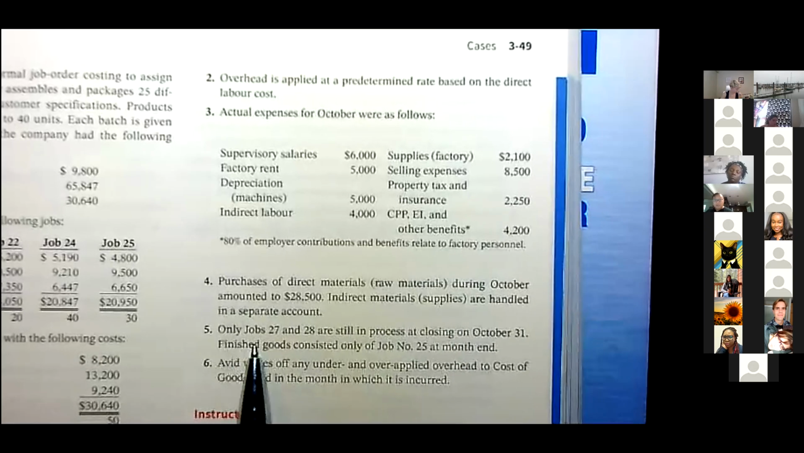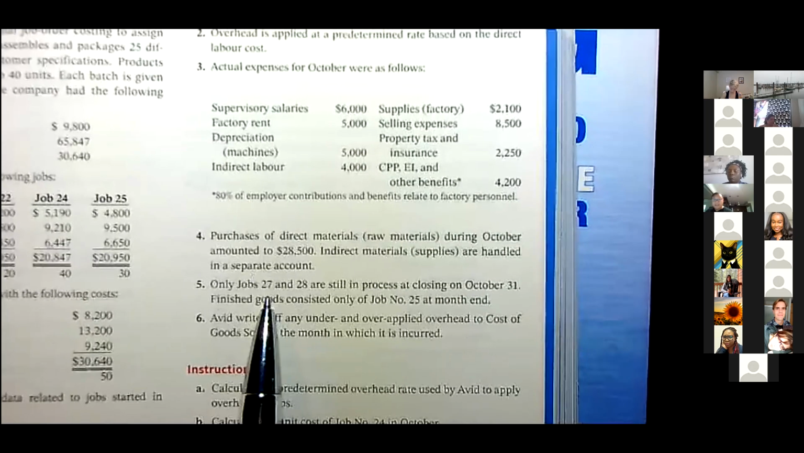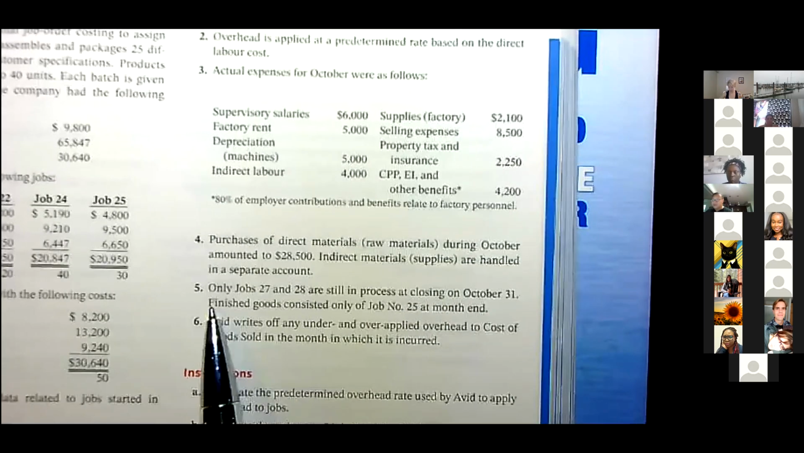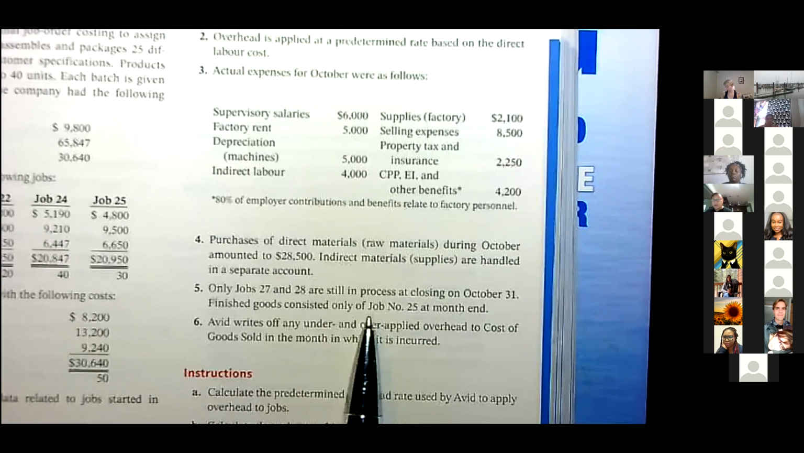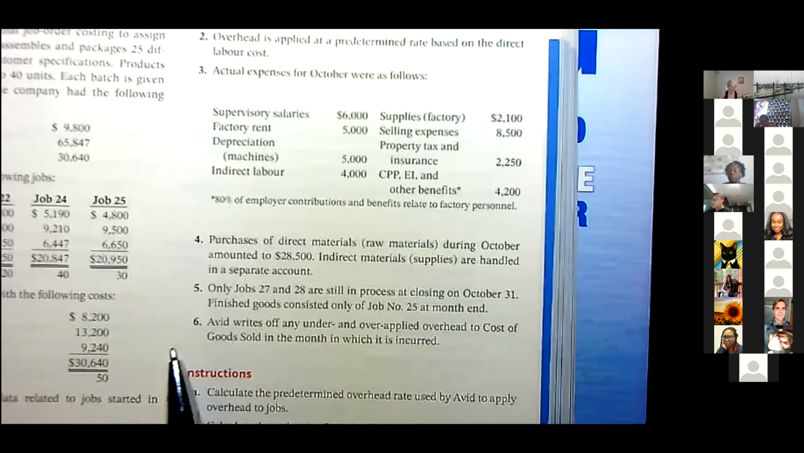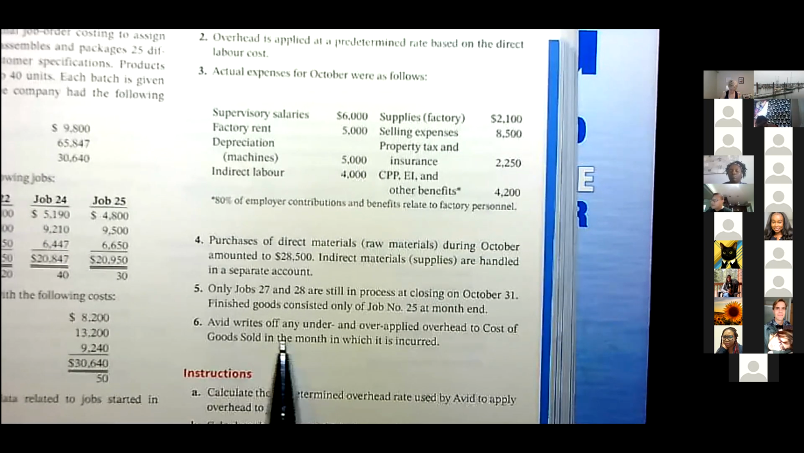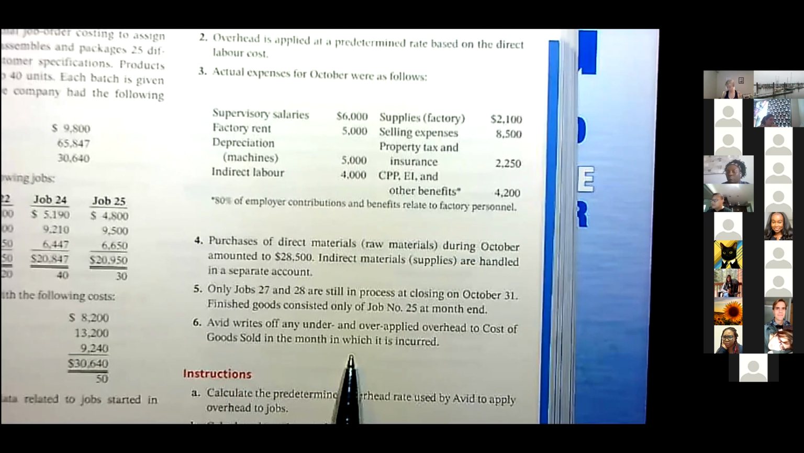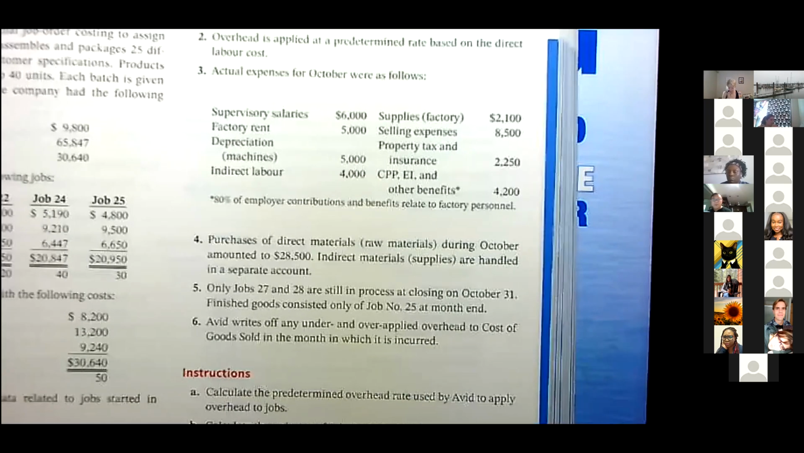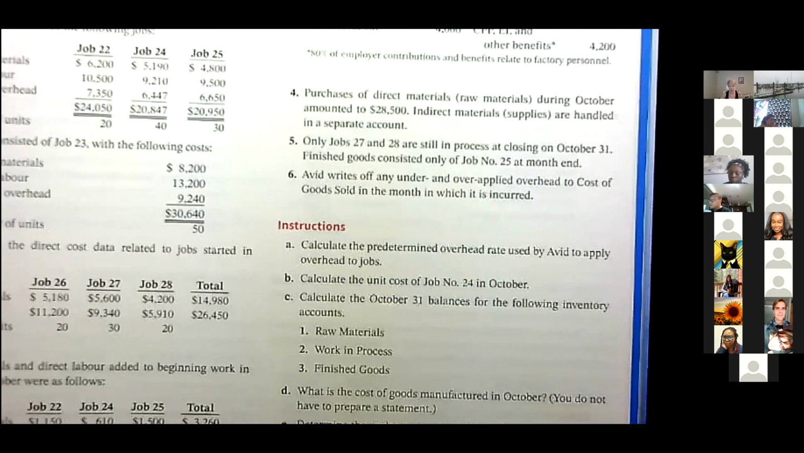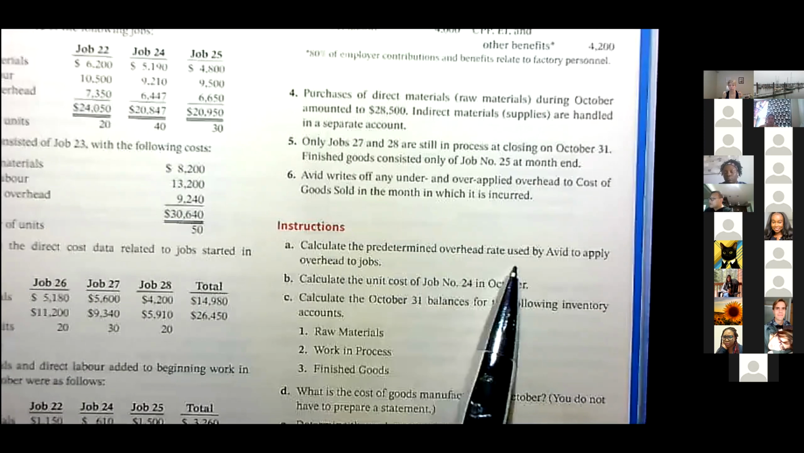And number 5, only jobs 27 and 28 are still in process at closing on October 31st. Finished goods consisted only of job number 25 at the month's end. Last one, the company writes off any under or over applied overhead to cost of goods sold in the month in which it is incurred. Lots of information. It's important that we read these questions carefully. And then the first question is to calculate the predetermined overhead rate.